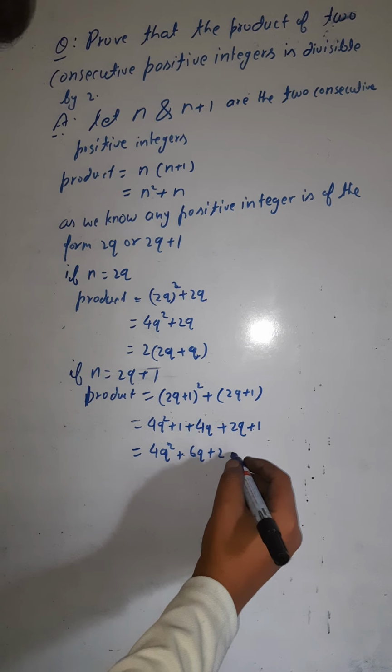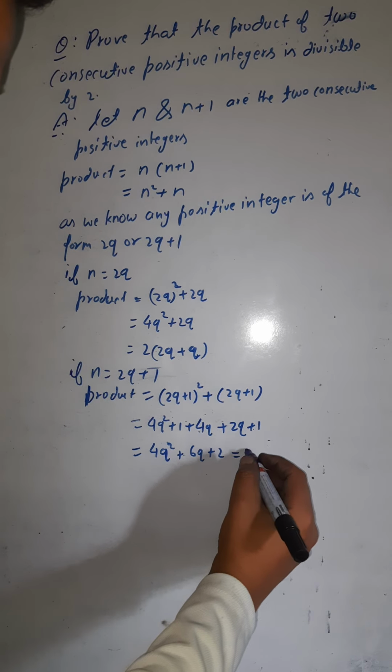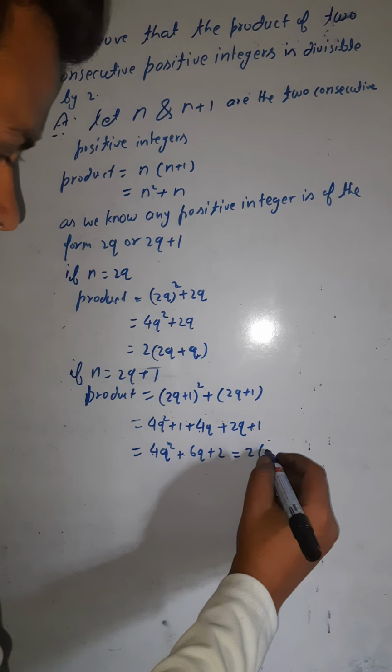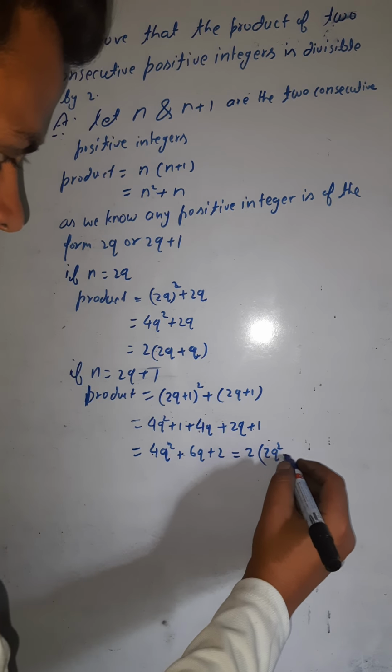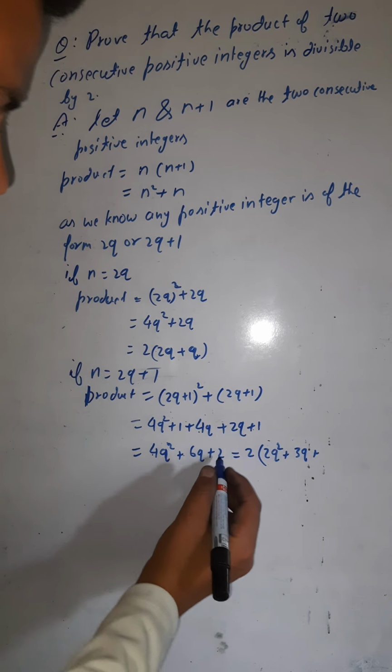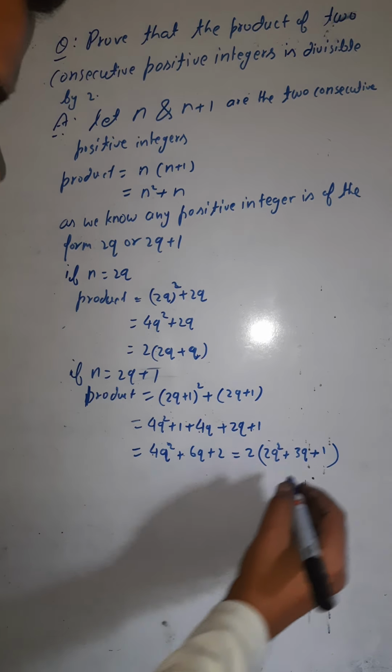So now if you see, I can take again 2 common here. So if I am taking 2 common, what would be left here? 2q square would be left here. Here 2 3 ja 6 means 3q would be left here. Here 2 1 ja 2, only 1 would be left here.